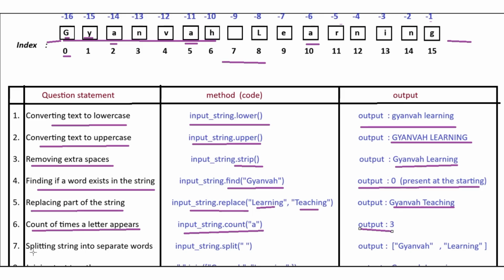Splitting the string into separate words. Now, one of the most useful methods is splitting. Splitting breaks a string into smaller pieces based on a separator. Most commonly, we split using a space. When we split Gyanvah Learning, we get two pieces, Gyanvah, Learning.